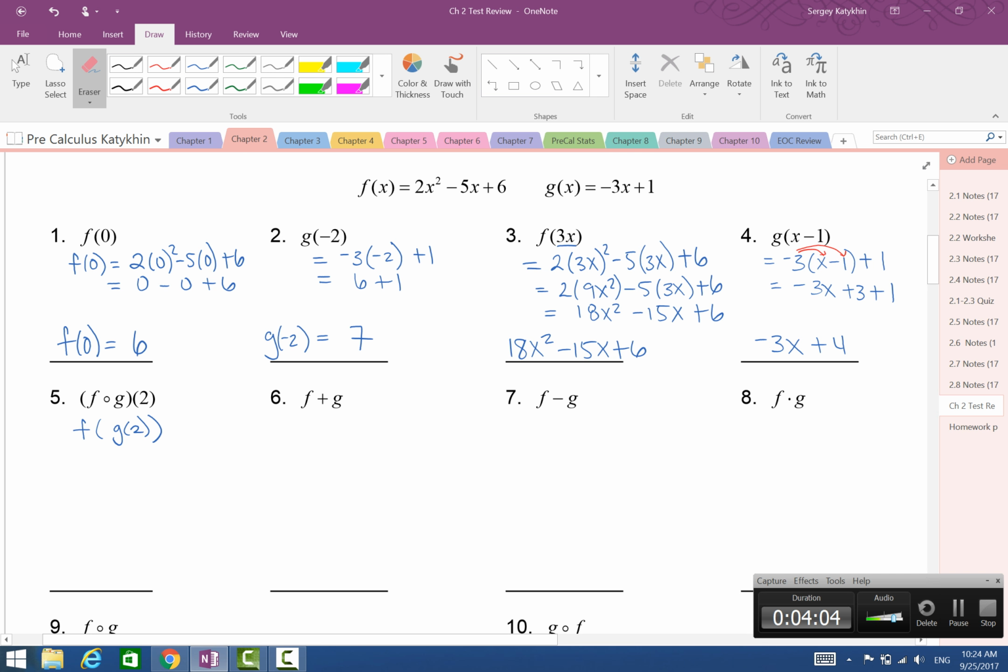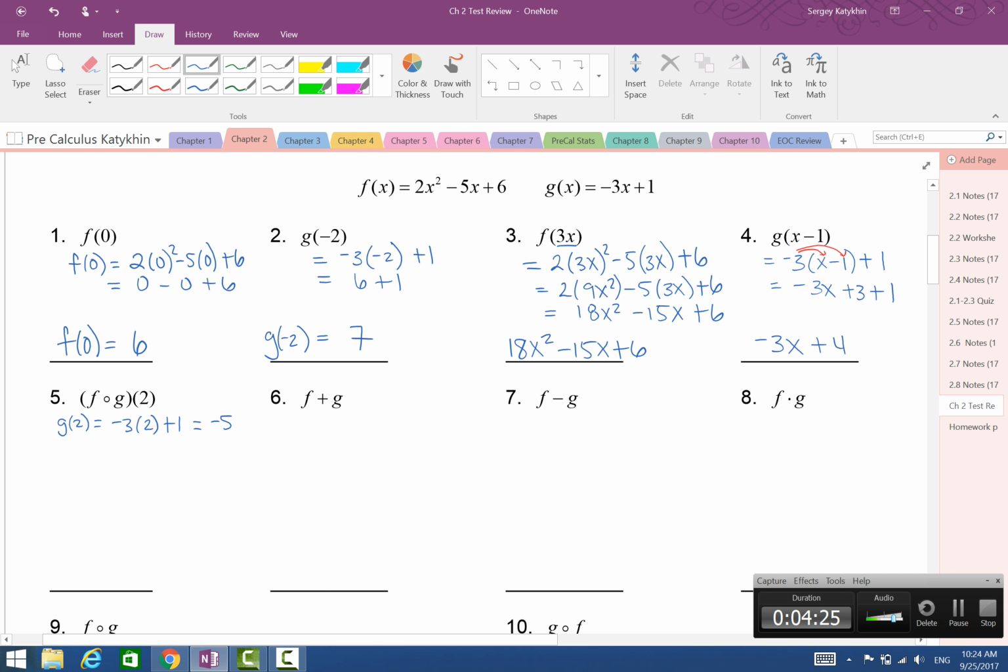So first thing I would do is find what g of 2 is. So g of 2 is going to be negative 3 times 2 plus 1, which in turn gives me negative 6 plus 1, which is negative 5. So now I know what g of 2 is.